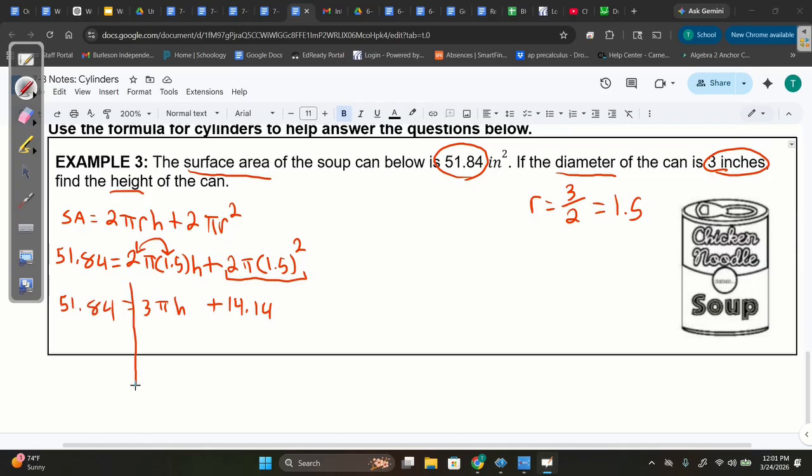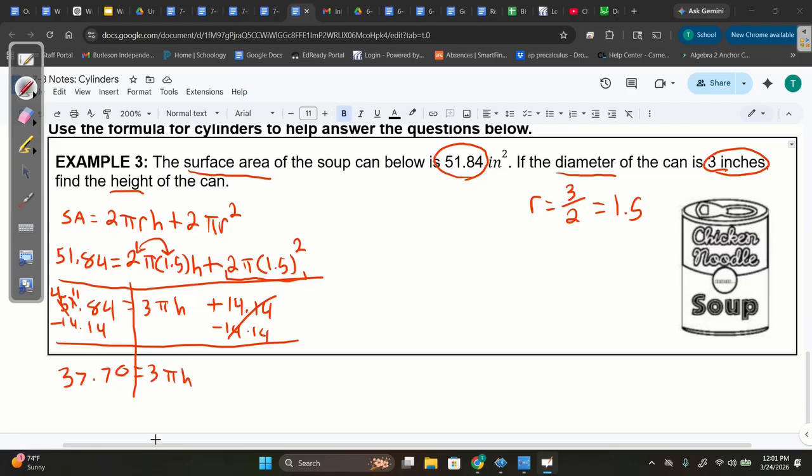And now this is looking a little bit more like an equation that's easy to solve. How can I move the 14.14 over to the other side? Well, I've got to do the opposite of plus, so I minus. That cancels that out. And I get 37.70 equals 3 pi h.